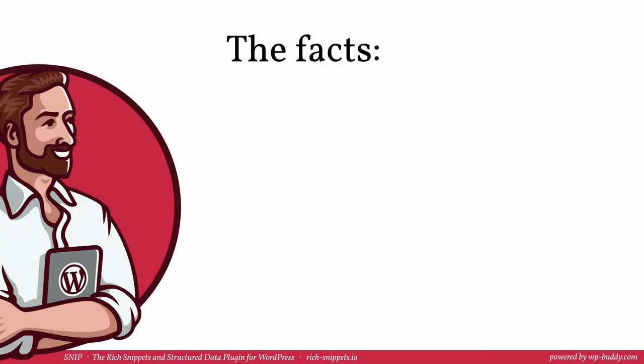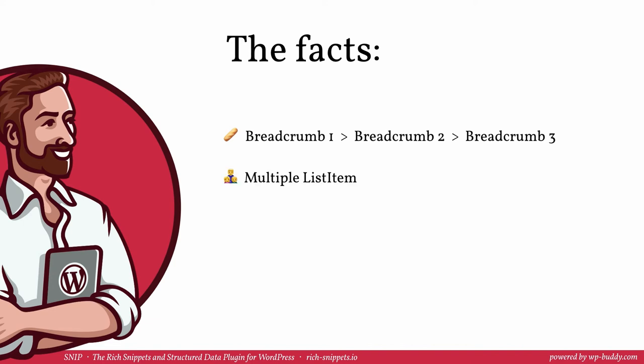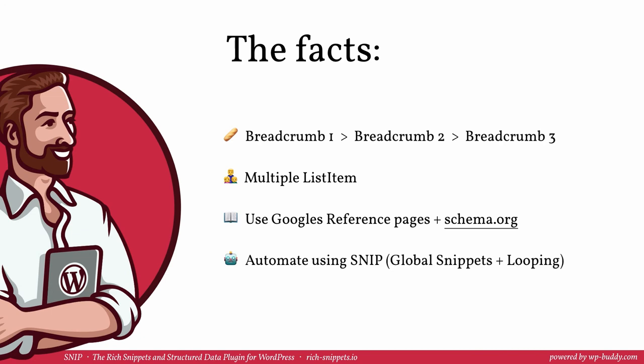All right, let's sum up what we have learned in this video. At the time of the making of this video, the breadcrumb list snippet shows a breadcrumb trail right under the title in search results. Each single breadcrumb is clickable. All breadcrumb items are marked up as list items. To find the right properties, we used Google's reference pages and schema.org as always. We automated breadcrumb generation by using the global snippet and loop functionality in Snip, my rich snippets and structured data plugin. That's it for now.